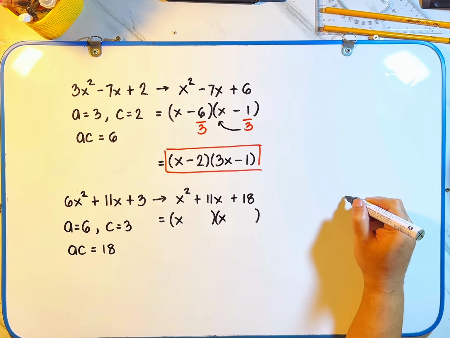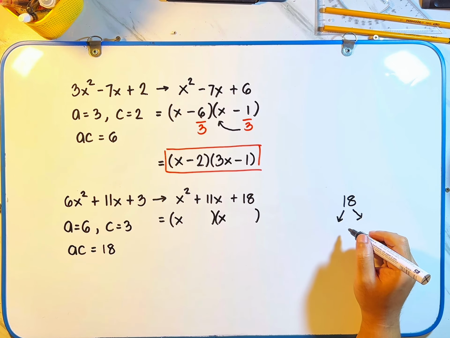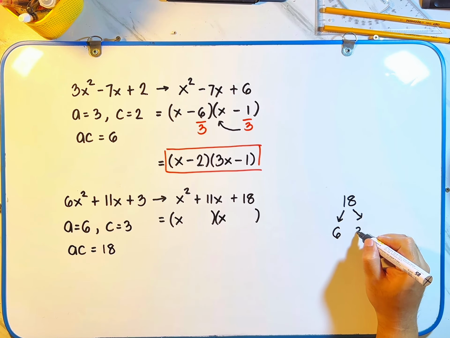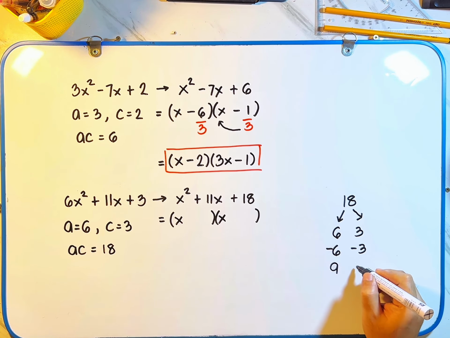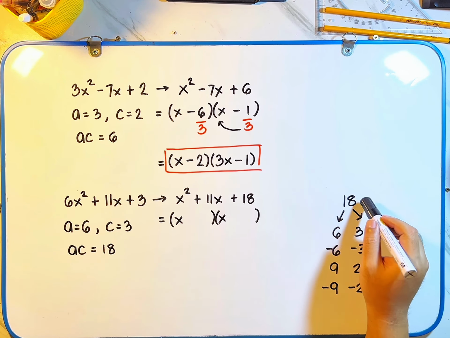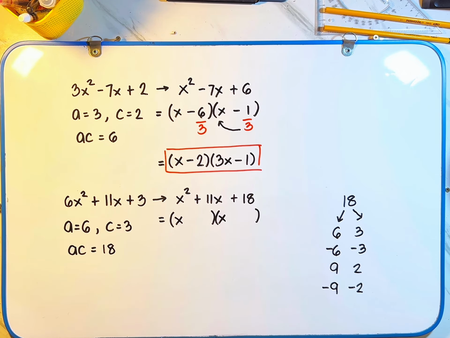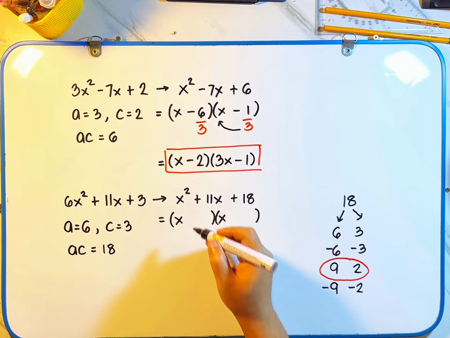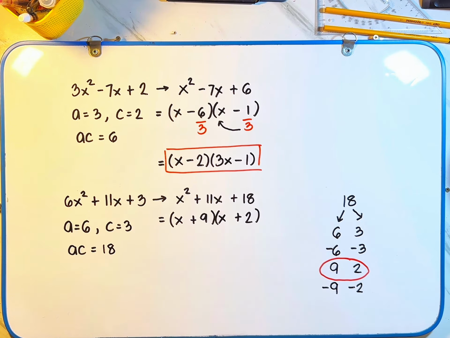The constant term is 18. Let's write down all the factors. We have 6 times 3, negative 6 times negative 3, 9 times 2, and negative 9 times negative 2. So all these factors are equal to 18. But the one that has a sum of positive 11 is 9 and 2. Therefore, we will write here plus 9 plus 2.